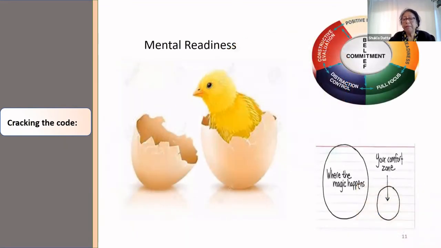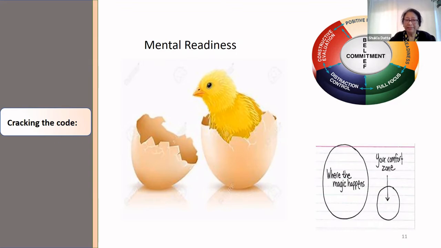So the first one is mental readiness. You see, life begins from within. When a chick is ready, it hatches. And to hatch, it has to get out of the comfort zone. You see, the comfort zone, it has to get out of here to here. Otherwise, it will not have the magic of life.